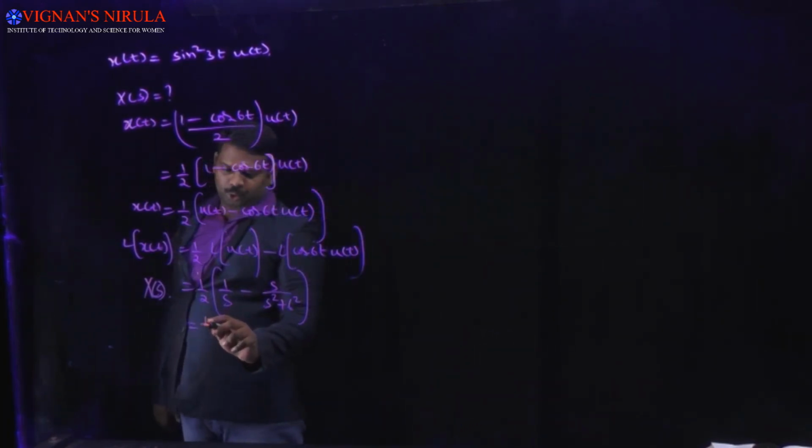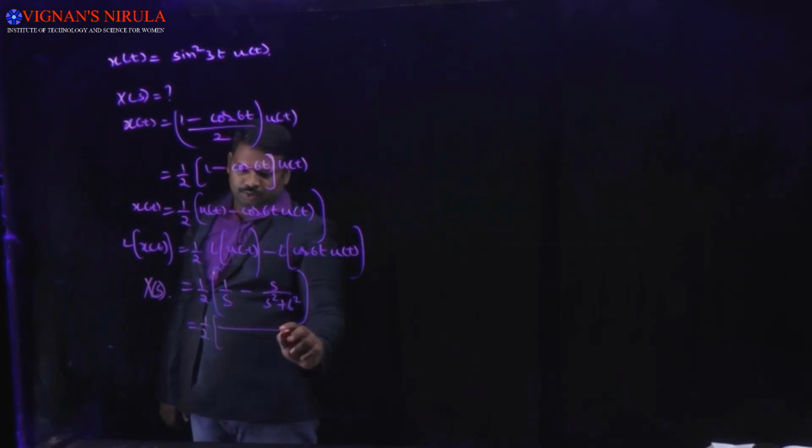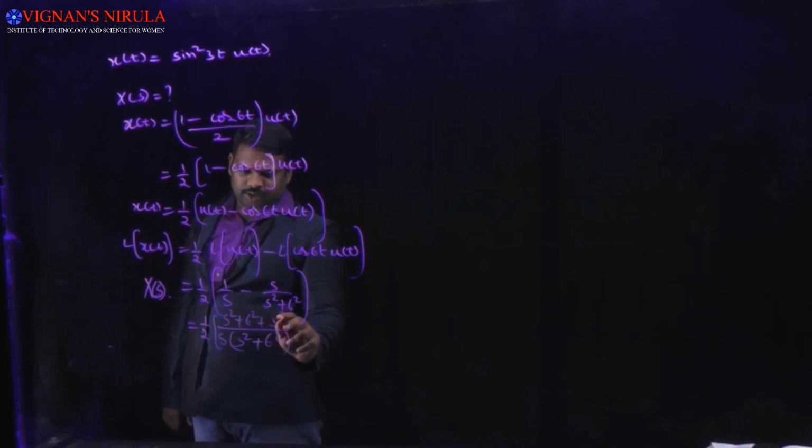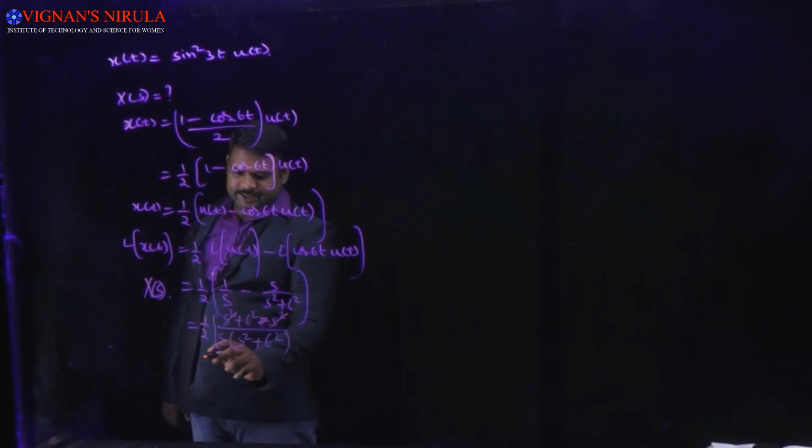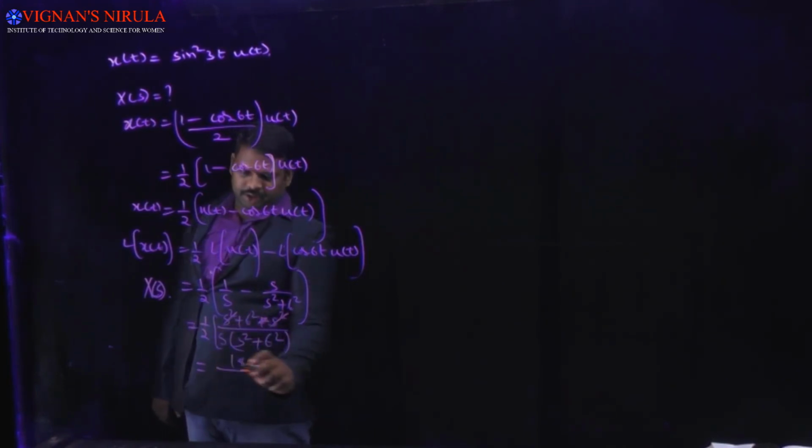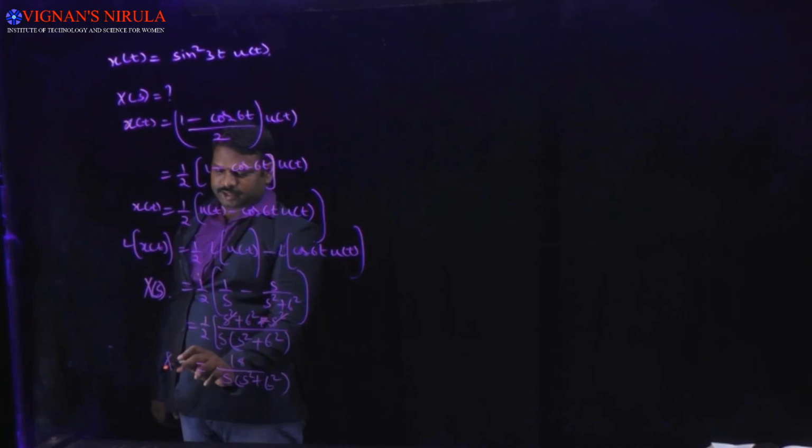That's 1 by 2 into, what we'll get here is (s square plus 6 square minus s square) by s into (s square plus 6 square). Then the s square gets cancelled. 6 square is 36, 36 by 2 is 18. So 18 by s into (s square plus 6 square). That is your answer, x of s.